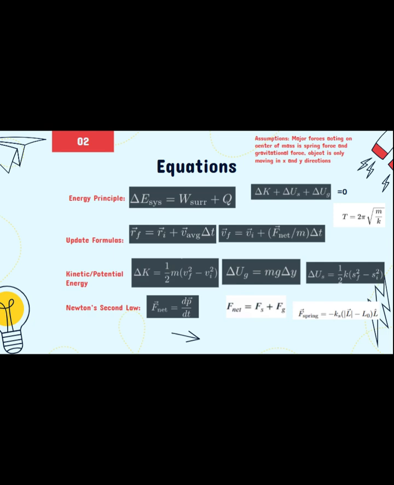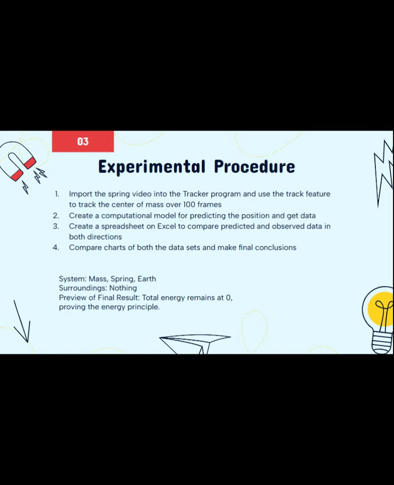We also know that Newton's second law is change of momentum over change of time, and we can use our free body diagram to find that our net force is just spring force plus gravitational force. The period of our pendulum is 2 pi times the square root of m over k, and our assumptions are that the major forces acting on the center of mass are spring force and gravitational force, and the object is only moving in the x and y directions.